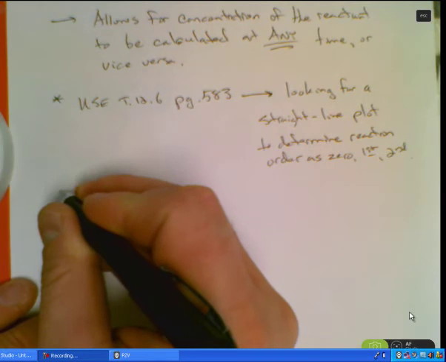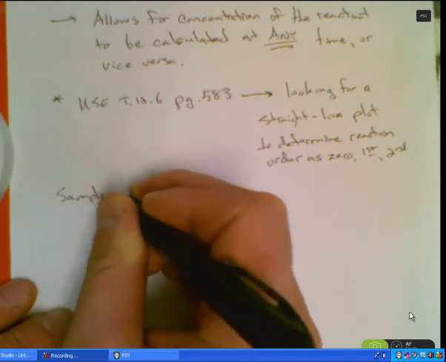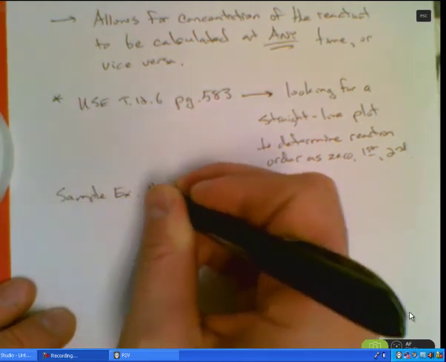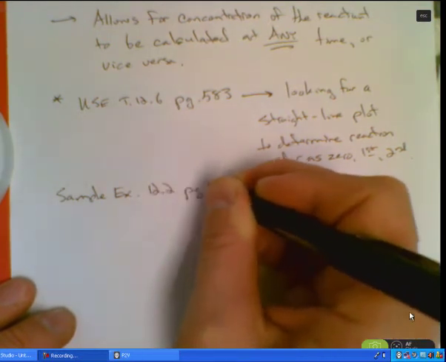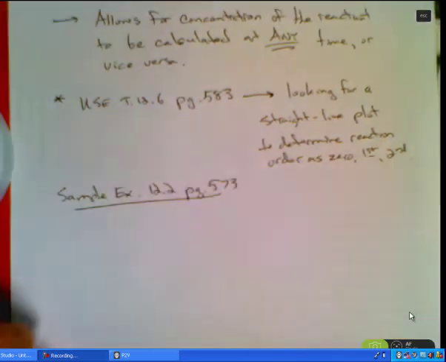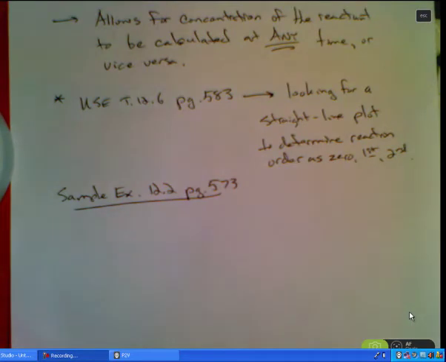And we're going to look at sample exercise 12.2, which is on page 573 of your textbook. I'm just going to turn to 573 myself here. On page 573, take a look in your own book. It says the decomposition of N2O5 in the gas phase was studied at a constant temperature. So temperature is not changing, because that can affect the rate, obviously. So you have 2N2O5 gas goes to 4NO2 gas plus O2 gas. And it says the following results were collected.